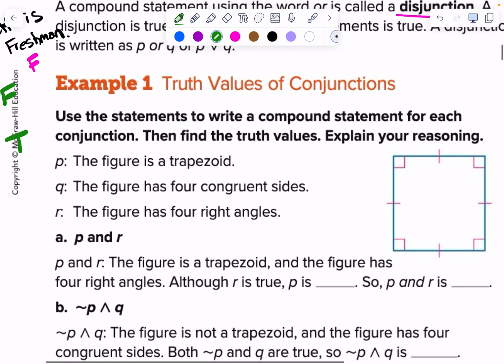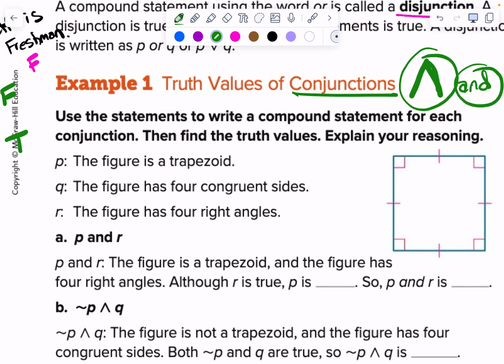1. Truth value of conjunctions. Conjunction is and, right? Write that down. They will use this symbol for a conjunction, or they'll call it and. Those two symbols are conjunctions. All right, here we go. Use the statements to write a compound statement for each conjunction, then find its truth value.